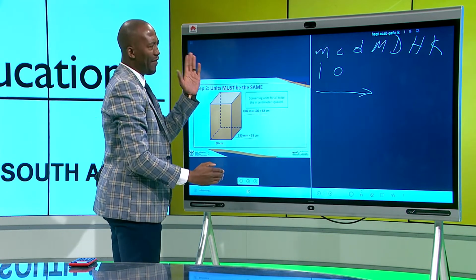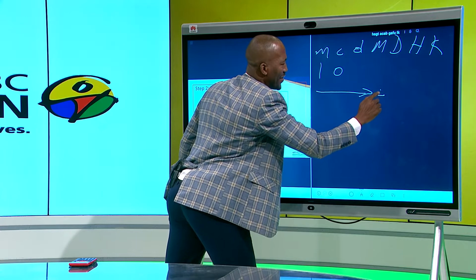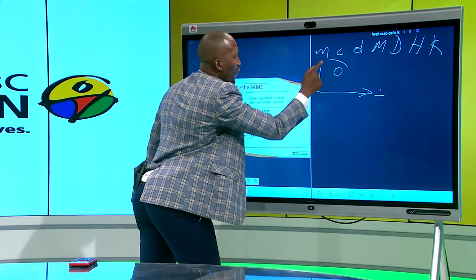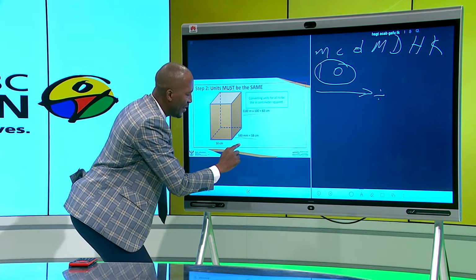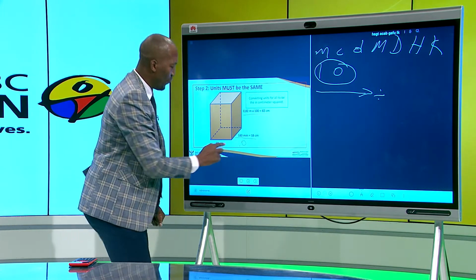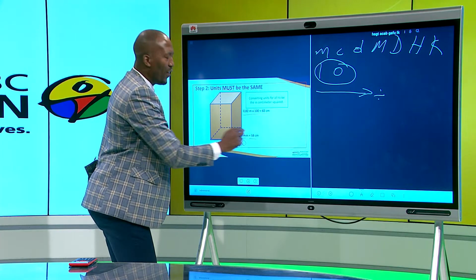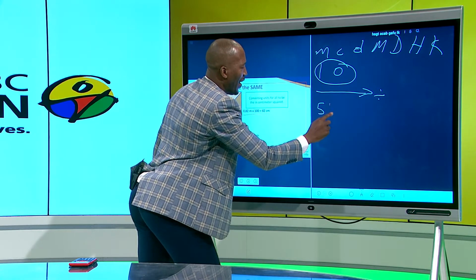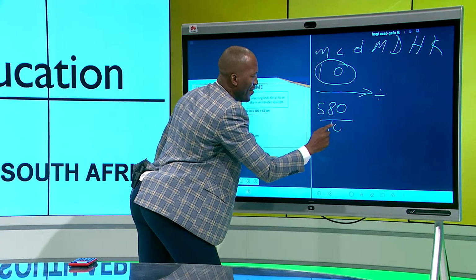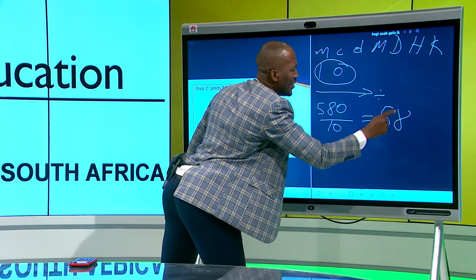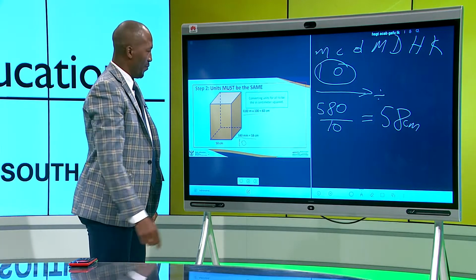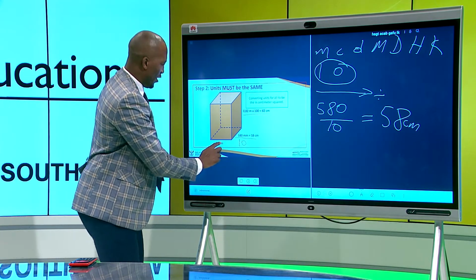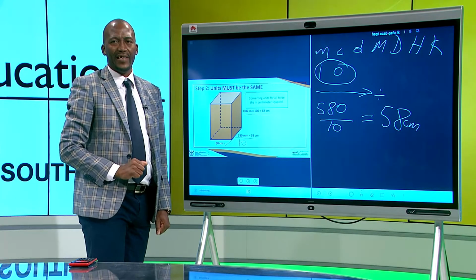When you move from the left to the right, you divide. You divide by which value? You divide by 10. So we are going to say 580 millimeters divided by 10. We have divided here by 10. Then we get 58. So it's 580 divided by 10, then you get 58 centimeters. This one is correct. It's already in centimeters.